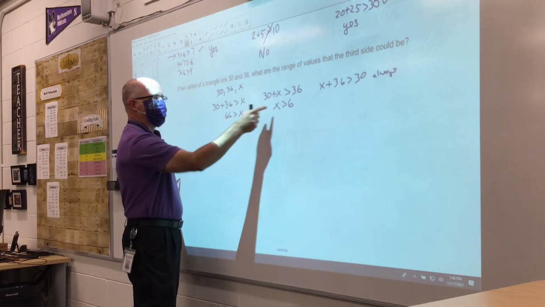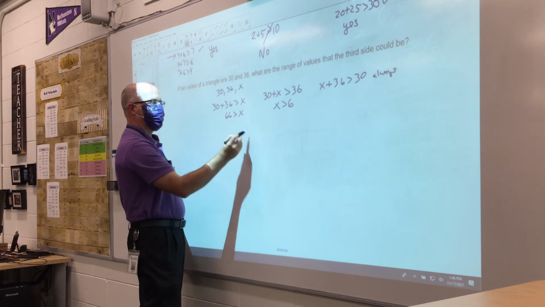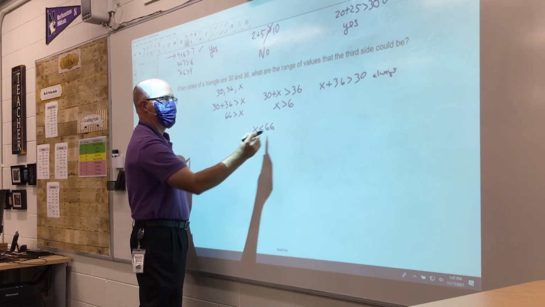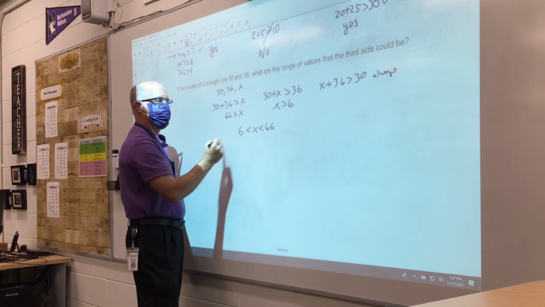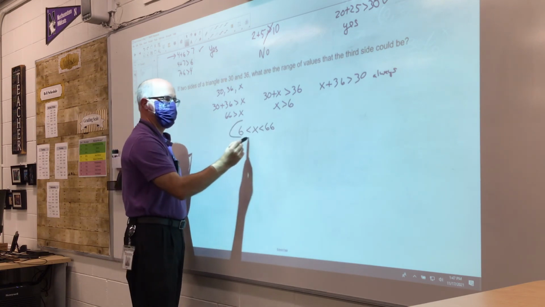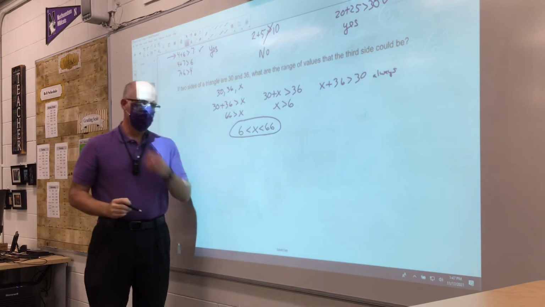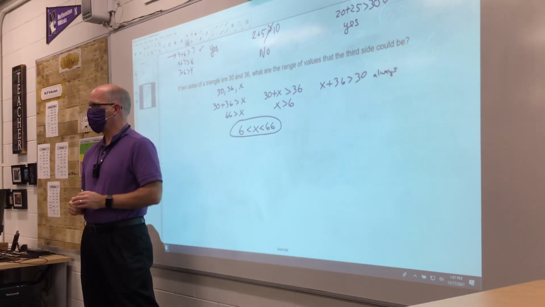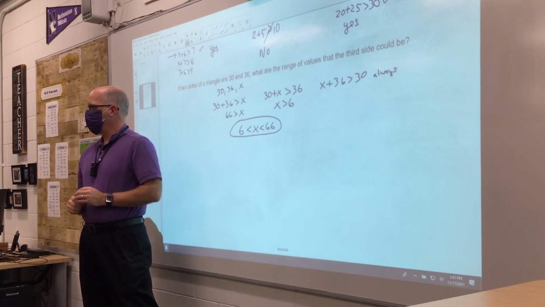So this gives me my range. Read it from the x. x has to be less than 66 and greater than 6. This is that between notation that allows you to figure out that the value is between 6 and 66. Any questions on that?